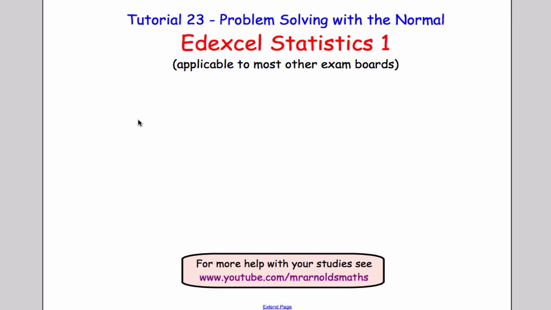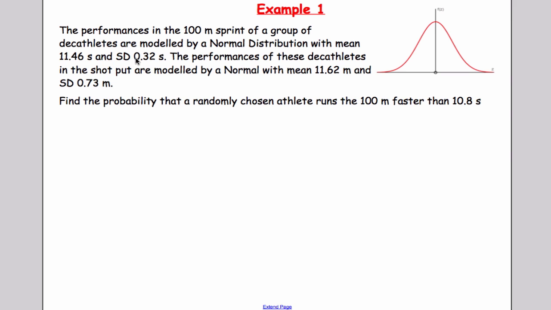Okay, here we go. So we're told that the performances in the 100-meter sprint of a group of decathletes are modelled by a normal distribution with mean 11.46 and standard deviation 0.32. The performances of these decathletes in the shot put are modelled by a normal distribution with mean 11.62 meters and standard deviation 0.73. And we're asked to find the probability that a randomly chosen athlete runs the 100 meters faster than 10.8 seconds.